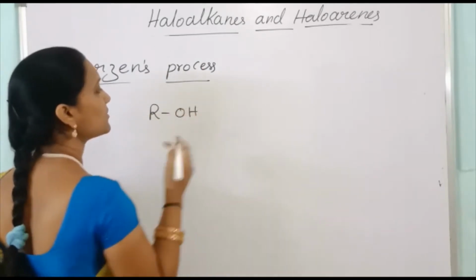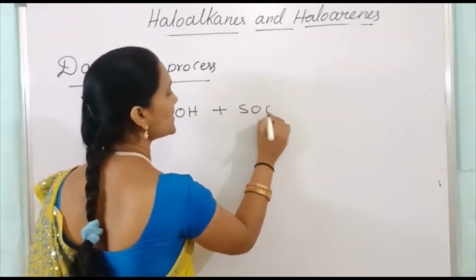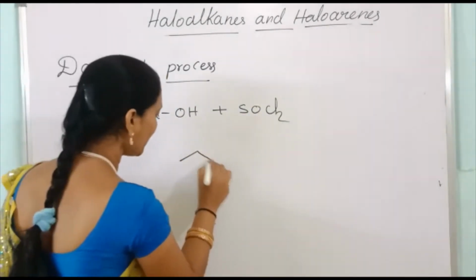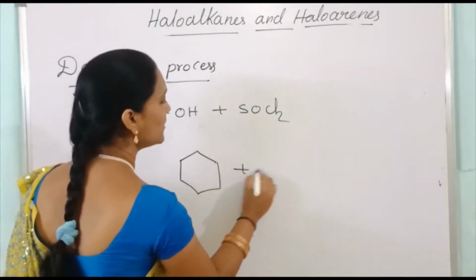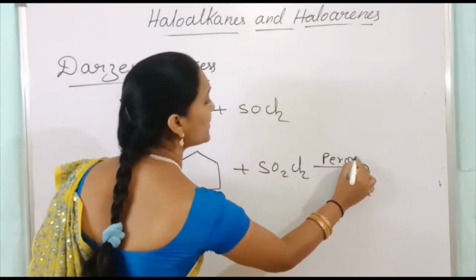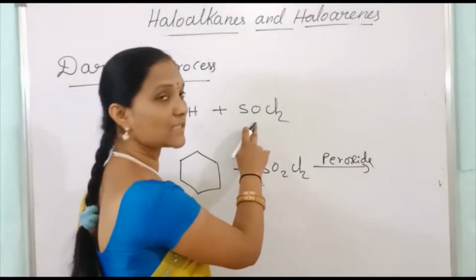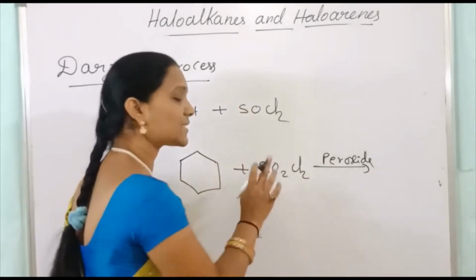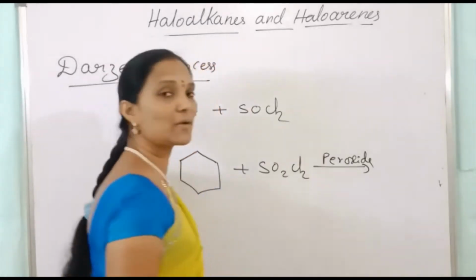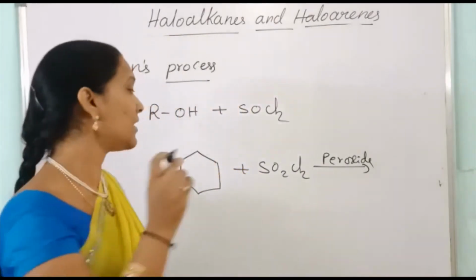Alcohol is treated with SOCl2, thionyl chloride. So why is this the best one for the preparation of chloride? But if the given substrate is cyclohexane, it is treated with SO2Cl2, sulfuryl chloride, in the presence of peroxide. What is the product obtained? This is SOCl2, thionyl chloride, and this is SO2Cl2, sulfuryl chloride. So react with SO2Cl2 in the presence of peroxide.